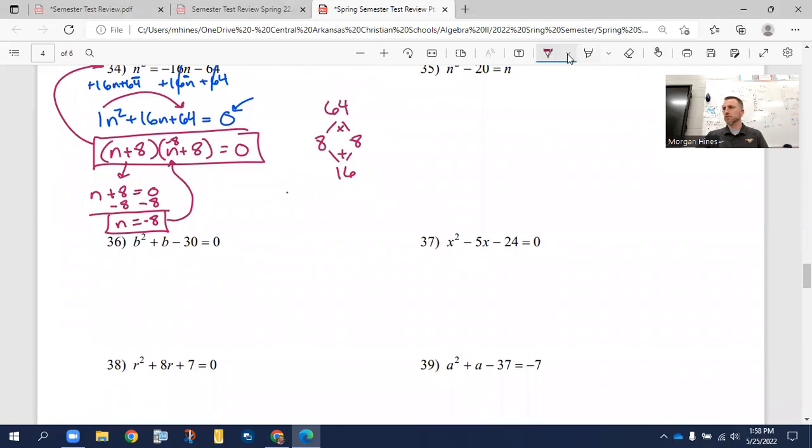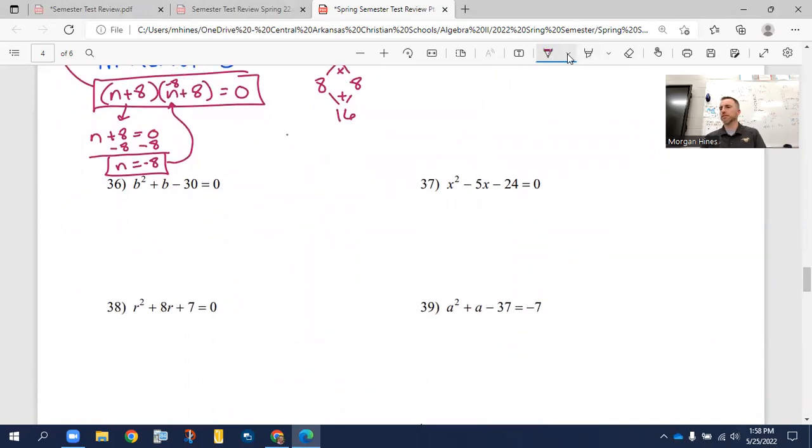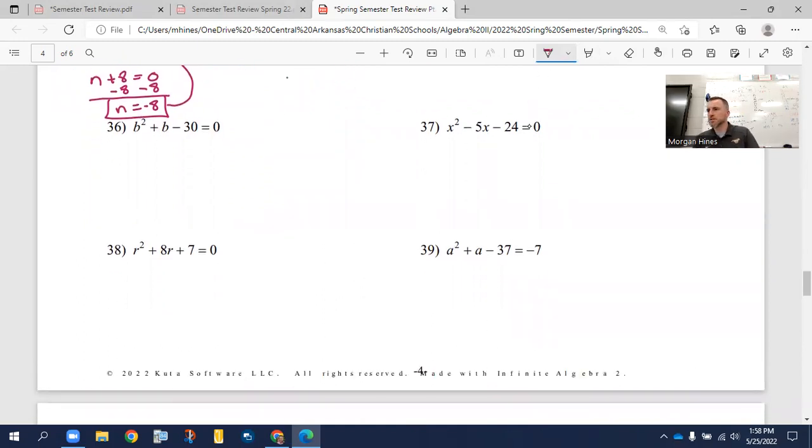Let's jump to 37. Same process, but this one's already set equal to 0 for us. So we just do A times C. We get negative 24. That's the number we want factors of, and they have to add up to negative 5.